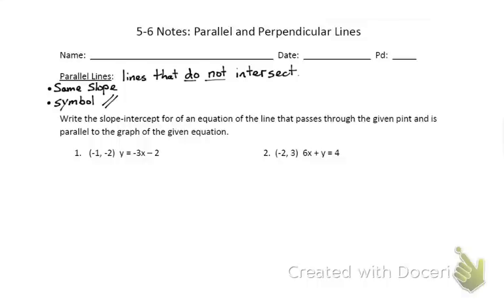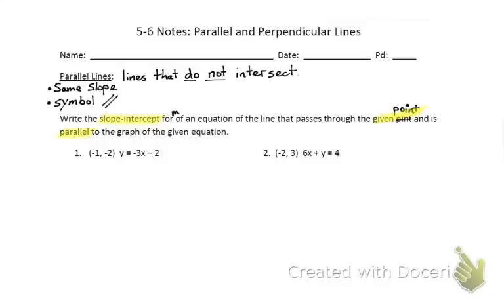For example, 1 and 2, it says write the slope-intercept form, misprint there, of an equation of a line that passes through the given point, not pint, the given point, and is parallel to the graph of the given equation. So we want to write the slope-intercept form of a line that goes through the given point and is parallel to the graph of the equation.